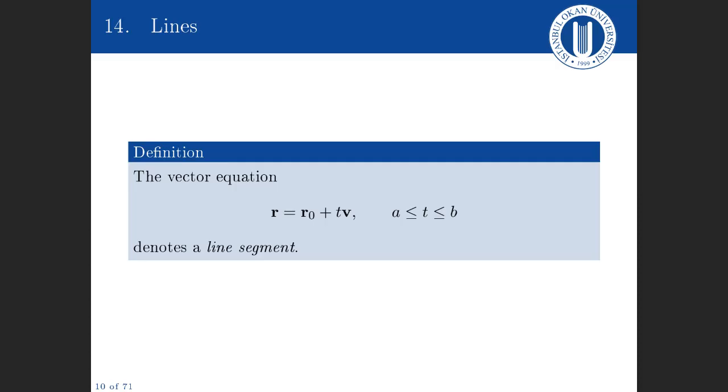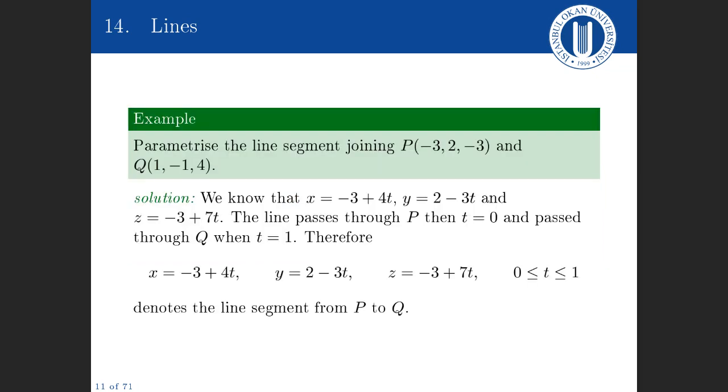Now, previously we were saying t could be any real number, but let's suppose we want to restrict t to be in a closed interval. Then instead of an infinite line, which goes to infinity in either direction, we would have a line segment. For example, parameterize the line segment joining P and Q. Parameterize means find the parametric equations.